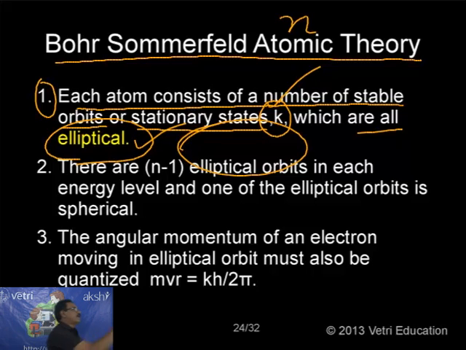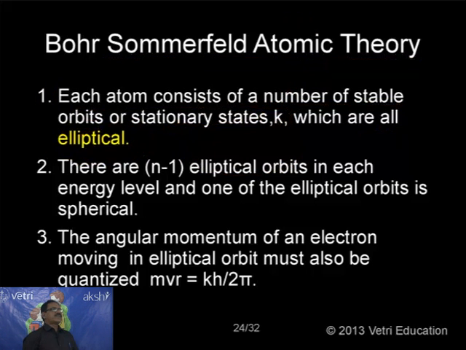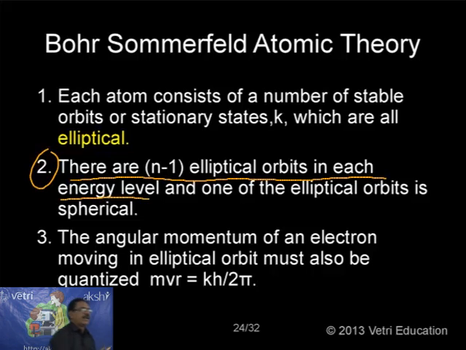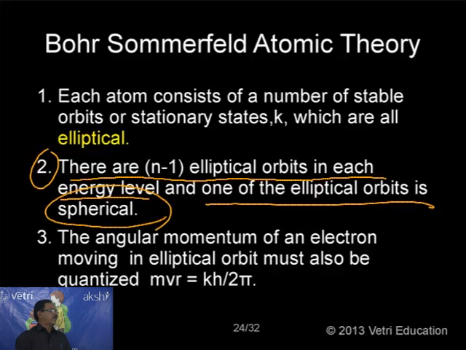Let's go to the second possibility. Then the next question arises: all are elliptical, so is there any spherical orbit or not? The second postulate gives a clear idea. There are n minus 1 elliptical orbits in each energy level, and one of the elliptical orbits is spherical. A very interesting postulate proposed by Sommerfeld. So according to him, all orbits are elliptical, but one of the elliptical orbits is spherical.